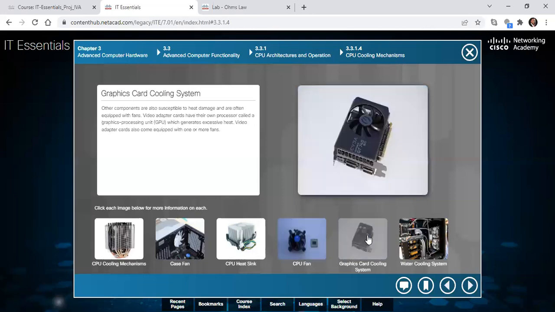Then we have the graphic card cooling system. This is the graphic card. So you already know where the graphic card is plugged. Can somebody tell me where the graphic card is plugged? Where do we plug the graphic cards? I'm going to call someone. If somebody's not answering, where do we plug the graphic cards? We did this in chapter 2.